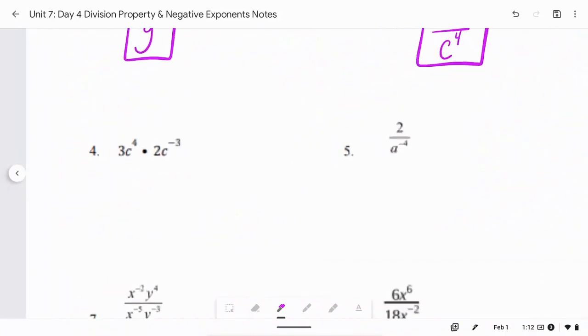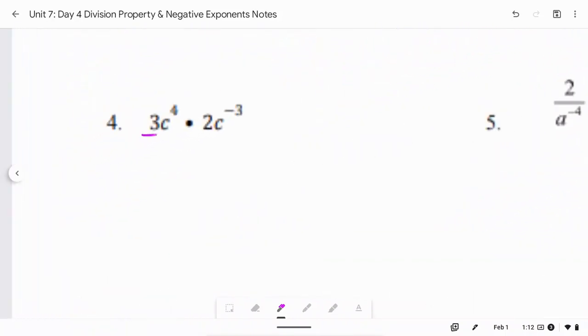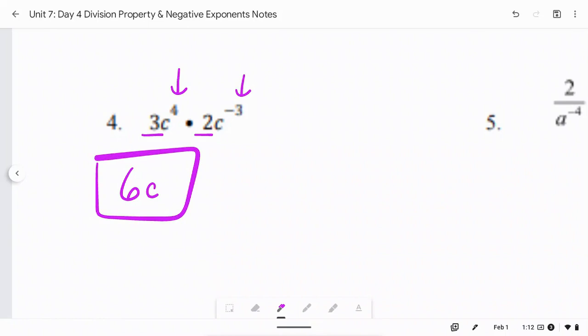In example 4, this is a multiplication problem. So multiply the coefficients. 3 times 2 is 6, and then add the exponents. So 4 plus -3 is just c to the 1st power. So 6c or 6c to the 1st.